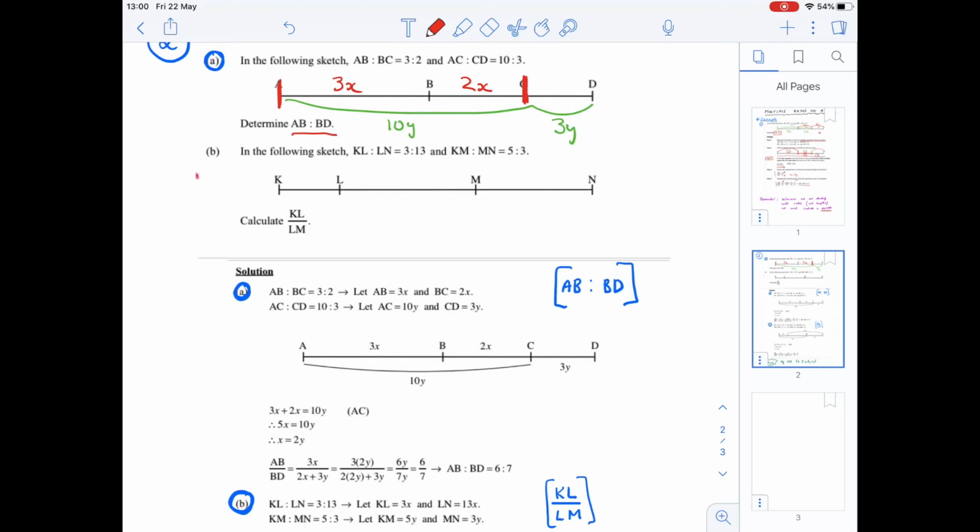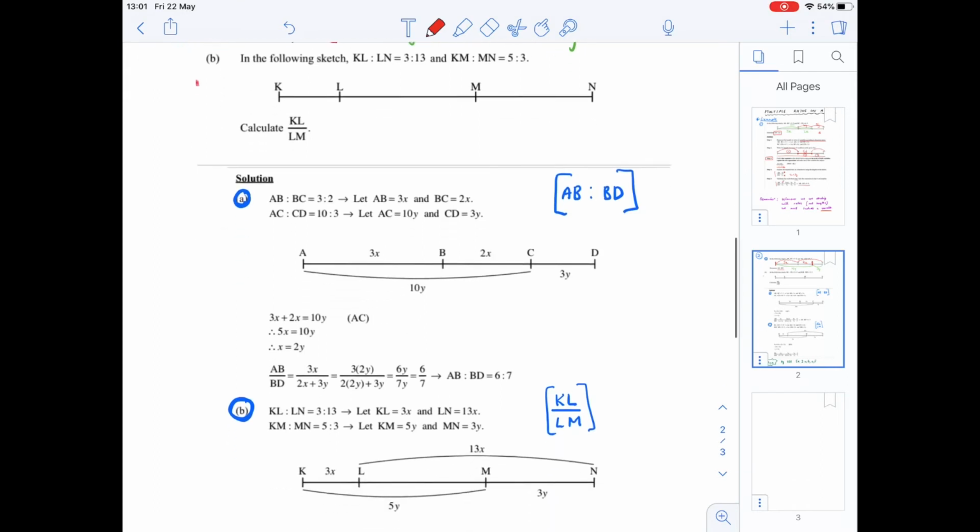We need to determine AB to BD. AB to BD. And at the moment, it's a mixture of X's and Y's. So we need to first express X in terms of Y or Y in terms of X. So, to have a look at a solution here.